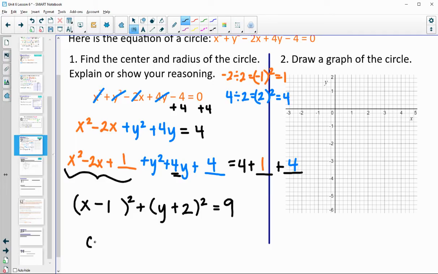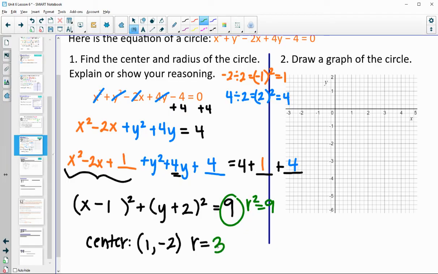That allows us to get our center, which is positive 1, negative 2, opposite of what it looks like in there. And then the radius, so this is our radius squared. So r squared is equal to 9. So our radius is 3.